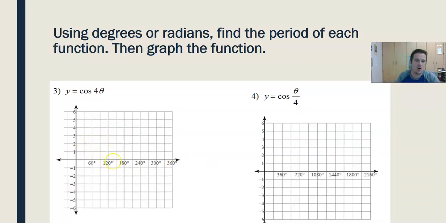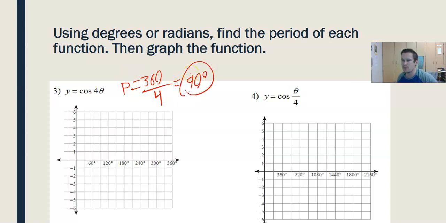Okay, now these are still in degrees here, so using degrees or radians, find the period of each function. So for these cosine functions, the period is still going to be 360 over b. So in this case, 360 over 4. So the period of this one is like number 2 on the previous slide. The period is going to be 90 degrees. So here's 90 degrees, 180, 270, 360. Every 90 degrees, I'm going to repeat a cosine wave.